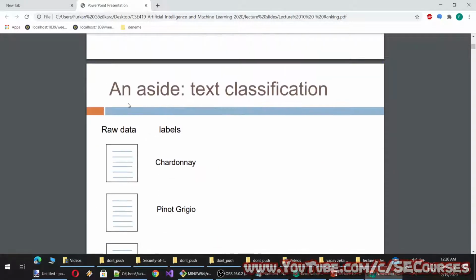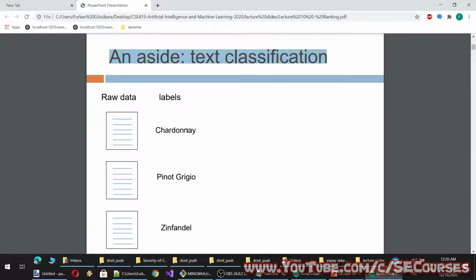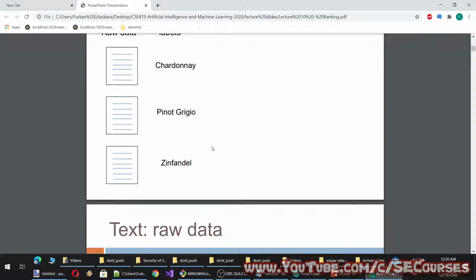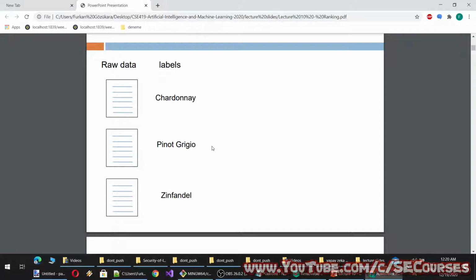Today's topic is ranking. An aside, text classification. Okay, so we have text documents and we want to rank them. By the way, when we use the word ranking, it is not about ranking them by some sort of integer or number. We would rank them based on their similarity to each other or based on the query that we have. So ranking here is used in the sense of comparison of different objects, more likely.